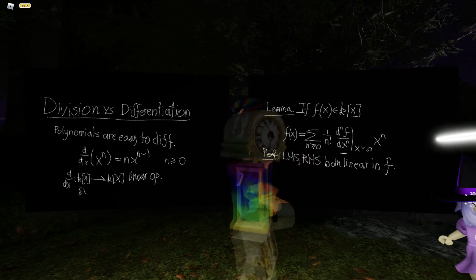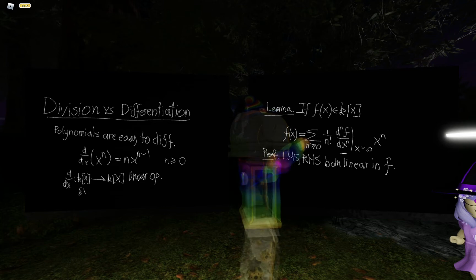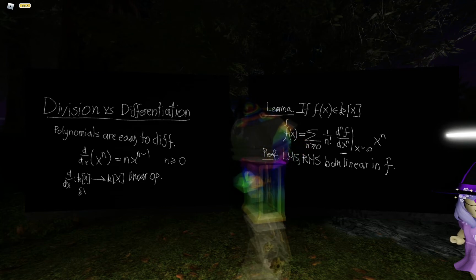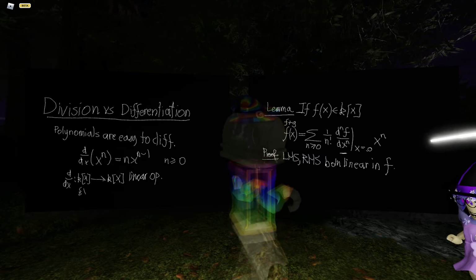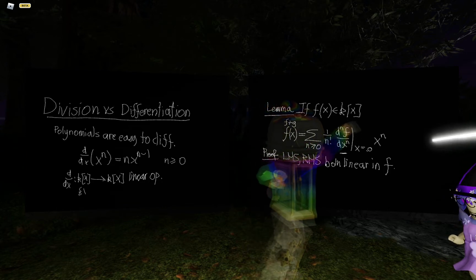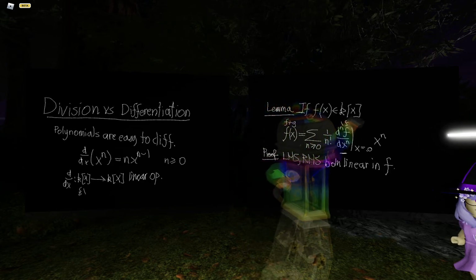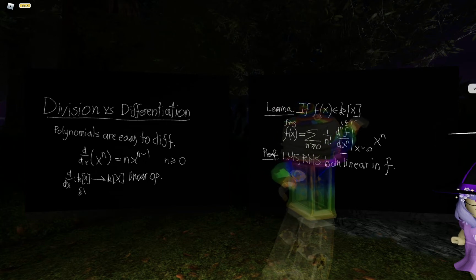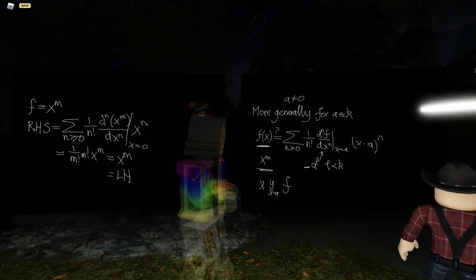Okay, so they're both linear in f, right? The left-hand side. What I mean by that is if I replace f by f plus g on the left-hand side, well, if I replace f by f plus g in here, so I take all these derivatives of f plus g instead. The m's.